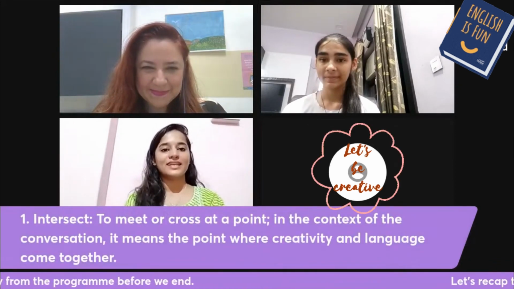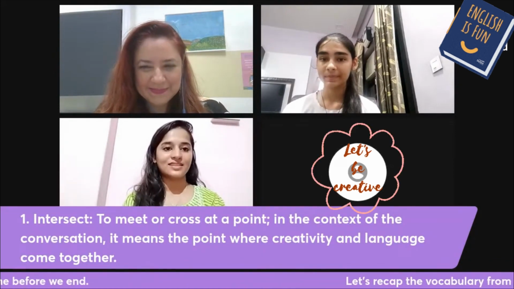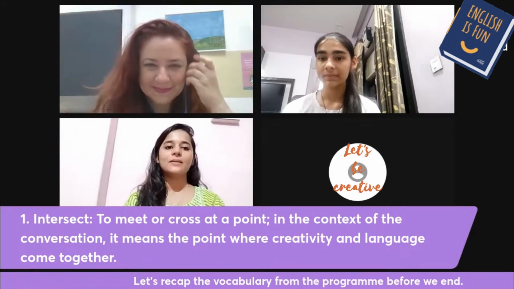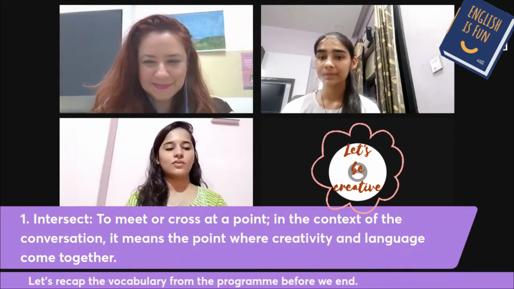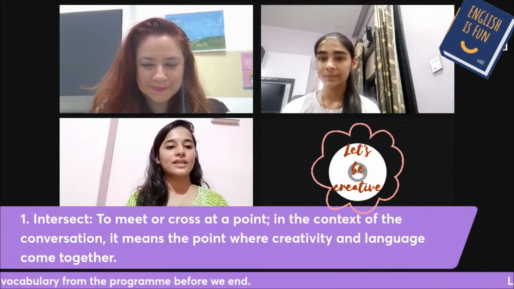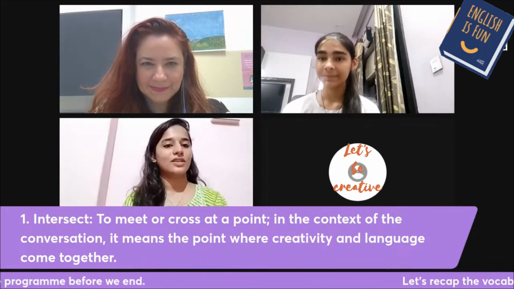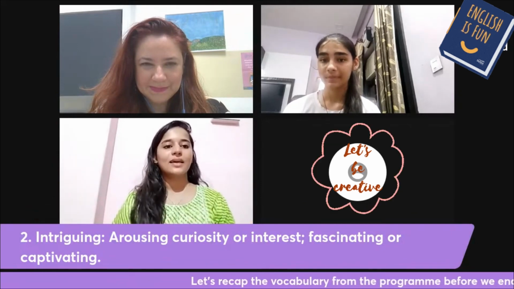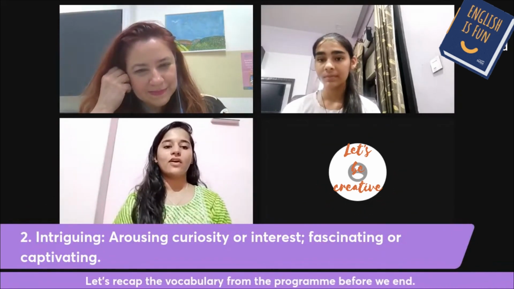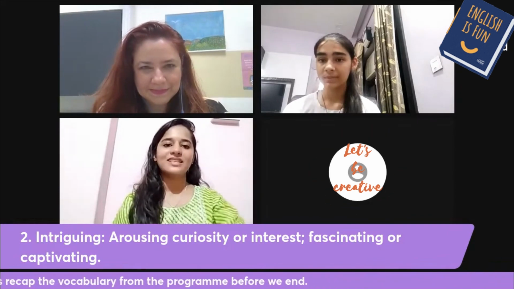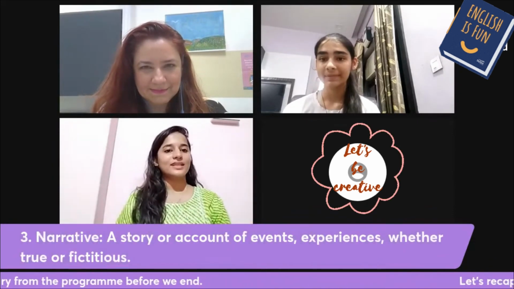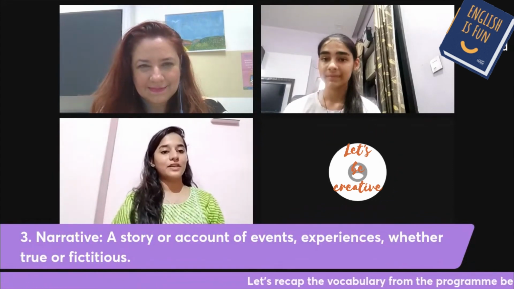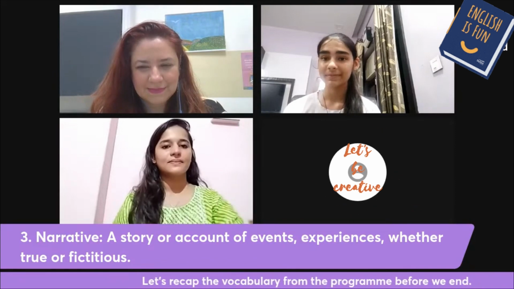So, our first word is intersect. Intersect. To meet or cross at a point. In the context of a conversation, it means the point where creativity and language come together. A second word is intriguing. It means arousing curiosity or interest, fascinating or captivating. The third word is narrative, a story or account of events, experiences, whether true or fictitious.